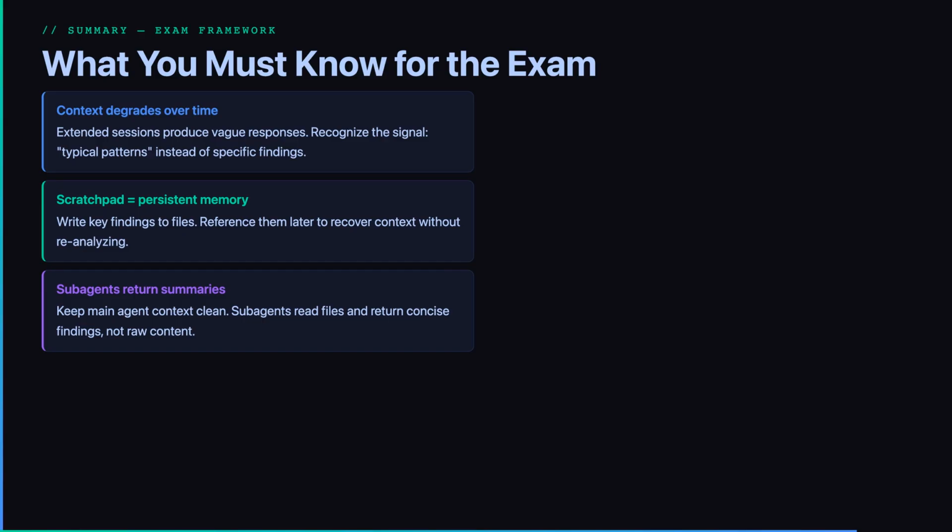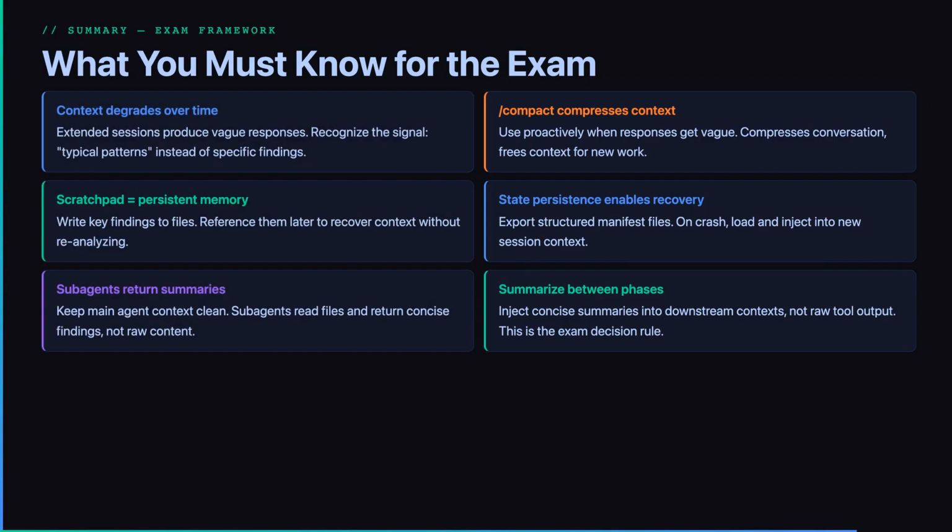Subagent delegation keeps the main agent context clean. Subagents read files and return concise summaries, not raw content. The compact command compresses context when it fills with verbose output. Use it proactively. Structured state persistence enables crash recovery. Export manifest files and load them on recovery. And summarize between phases. Inject concise summaries into downstream contexts, not raw tool output.